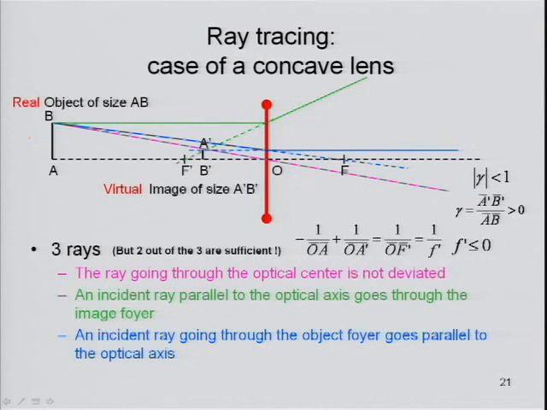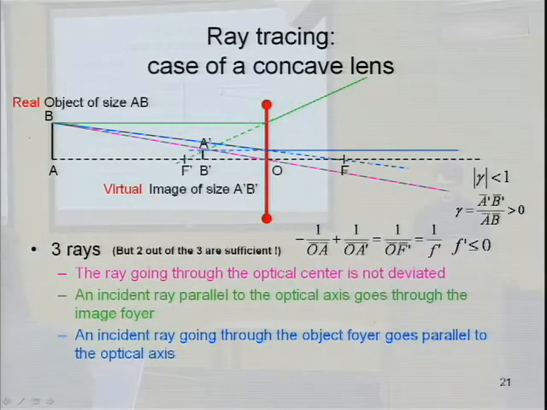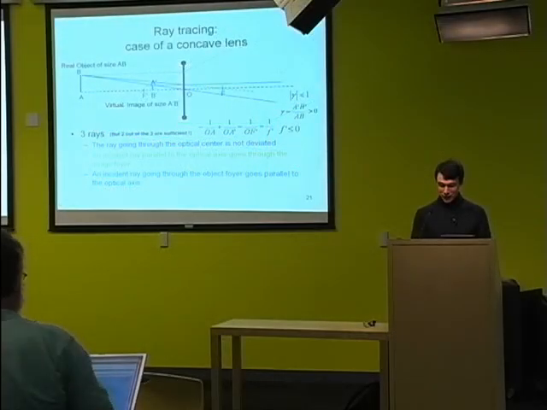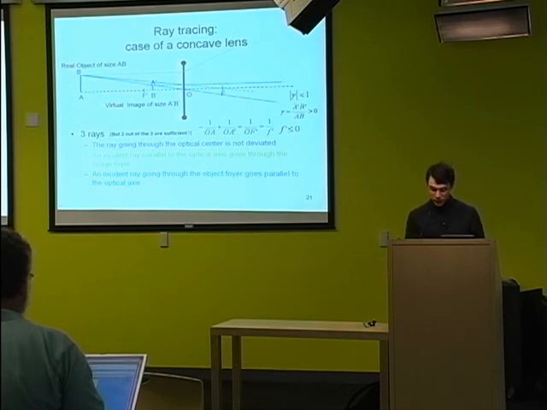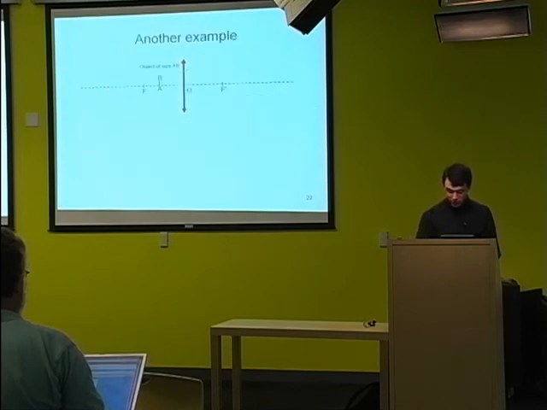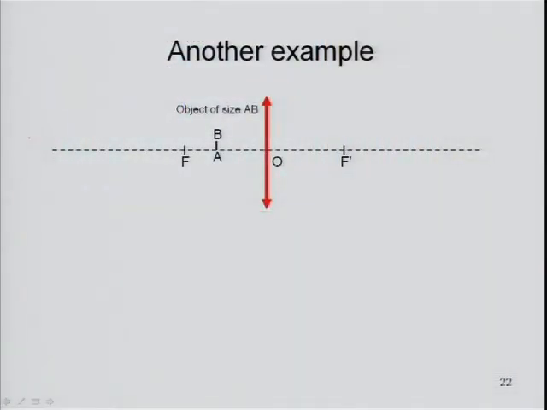And so just in this particular case, gamma is positive, but the absolute value is inferior to 1. And again, 2 out of the 3 rays are sufficient. So now I think it's sufficient. You know that we always need 2 rays for mirrors or for lenses, no more.